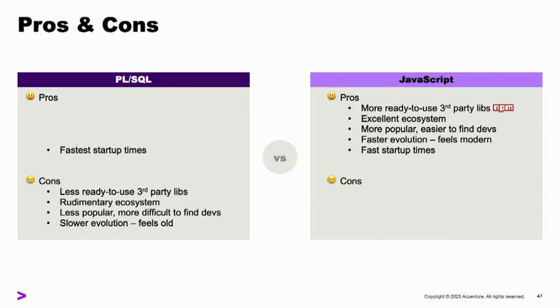Another pro is that the ecosystem is super good. We have tons of developers who know how to develop in JavaScript. It's much more popular. Every year we have a new ECMAScript version, which is the definition for JavaScript, and then implementations follow. The language becomes faster and better and better.